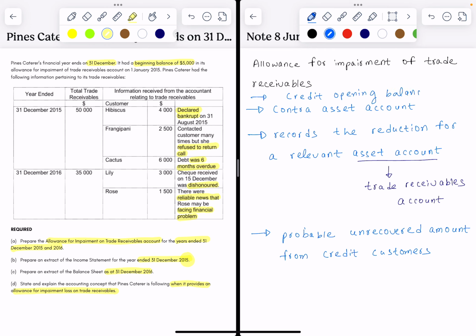Okay? So what is the actual meaning of allowance for impairment of trade receivables? This refers to the probable unrecovered amounts from credit customers. Like there is a possibility that this is the amount which we will be unable to collect from our credit customers or trade receivables. Okay? And we do this on the basis of historical information and how the customer has been behaving since we tried to recover the money. Now let's look into the preparation of the ledger account.